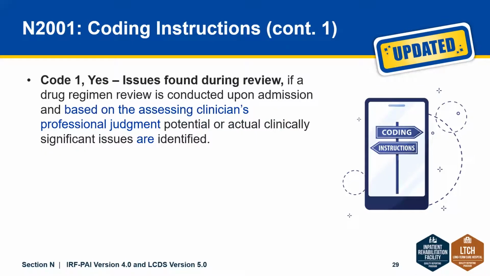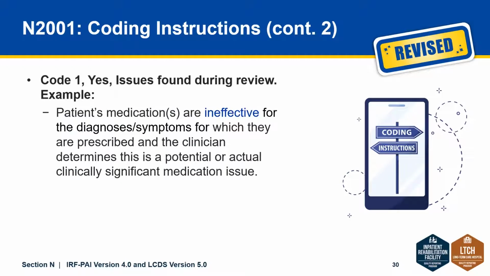The instructions for Code 1 also reinforce the need for the clinician to use professional judgment to identify a potential or actual clinically significant medication issue. We provide an example on the next slide. If patient medications are ineffective for the diagnosis or symptoms for which they are prescribed, the clinician could determine if there is a potential or actually clinically significant medication issue.